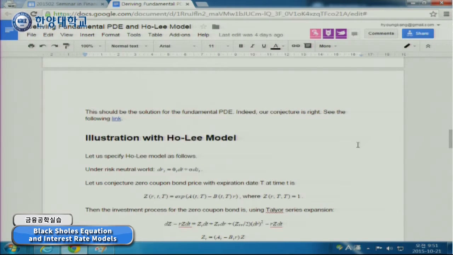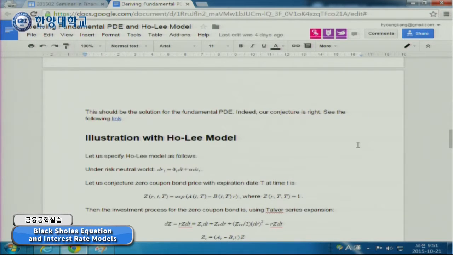Superstar in interest rate model. Global superstar in interest rate model. 이상빈 교수님. This is a very famous interest rate model person. This Lee is at Hanyang University.